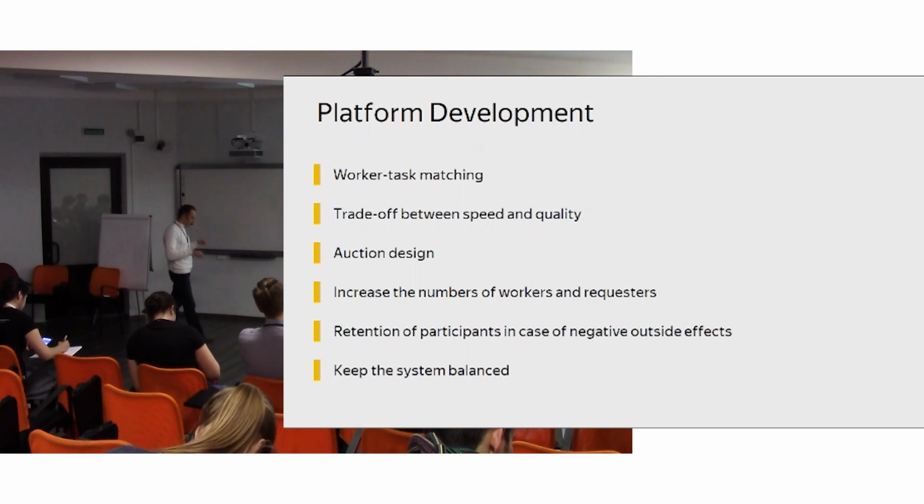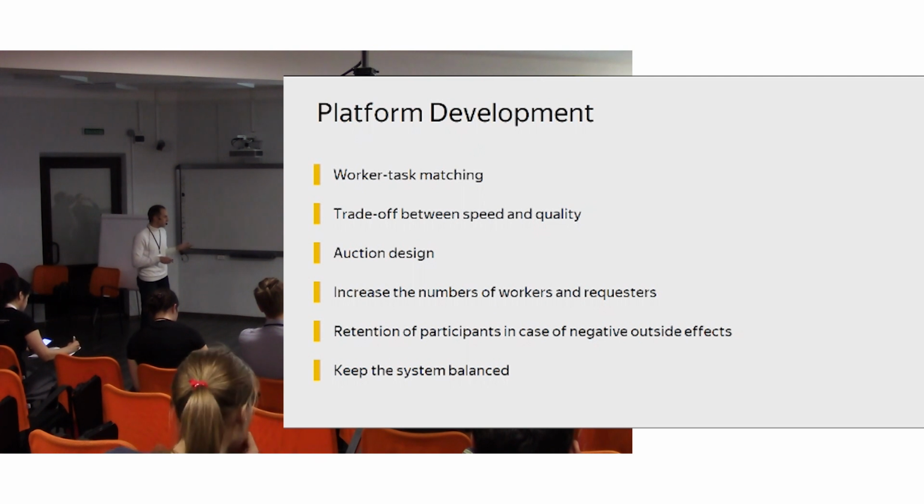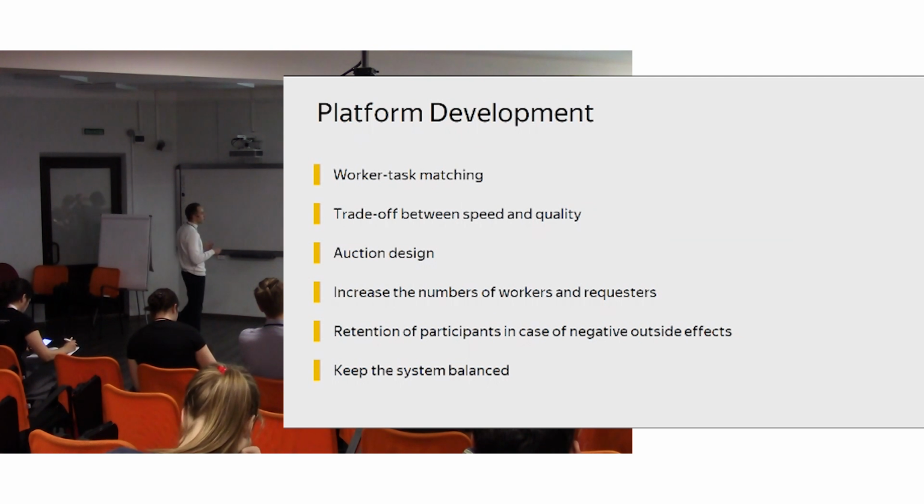For example, if we have a worker and he starts to choose his problems, in what order should we show him these problems? There's a whole bunch of problems about keeping the system balanced. For example, if the number of workers starts to diminish for some reason, maybe from an outside effect, maybe from an internet connection break in some region, of course the number of requesters will also start to diminish in time, and we need to keep it balanced and not take really hard effects based on this.